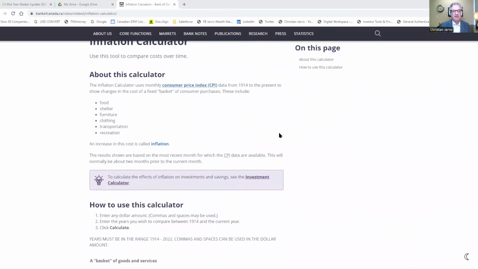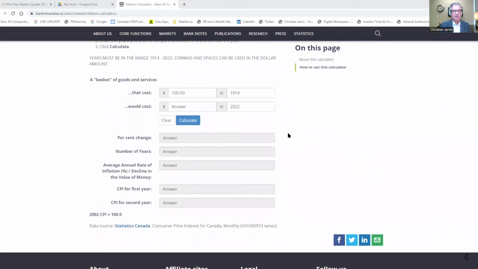This is directly from the Bank of Canada website, and this is a calculator that goes all the way back to 1914, starting with a basket of goods and services priced at $100. Now, that same basket coming all the way forward to 2022 would be $2,543. Call that $25.50, or a 25.5x increase in the cost of that basket of goods over that period of time. Now, that's just over 100 years, and inflation in this case was running just over 3%. That is quite a long period of time and going back quite a ways.